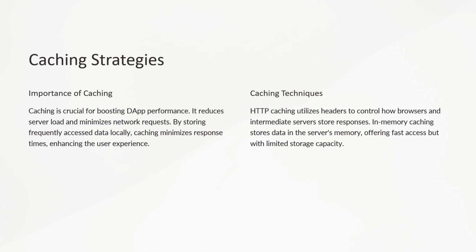Here are some examples of caching techniques. HTTP caching utilizes headers to control how browsers and intermediate servers store responses. In-memory caching stores data in the server's memory, offering fast access but limited storage capacity. Caching techniques like these optimize resource utilization and improve performance. By reducing server load and minimizing network requests, caching enhances overall efficiency and user satisfaction.